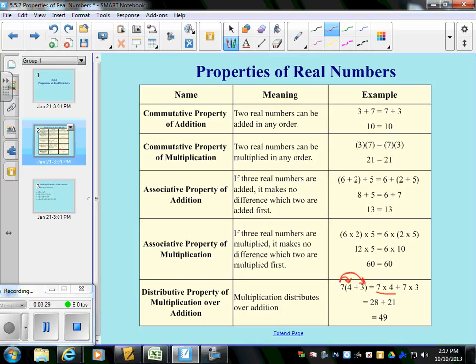We get 7 times 4, which is 28, and 7 times 3, which is 21. We're going to add those two together because this was addition inside the parentheses. And 28 plus 21 gives us 49. Oftentimes you see the distributive property in algebra with the use of a variable.